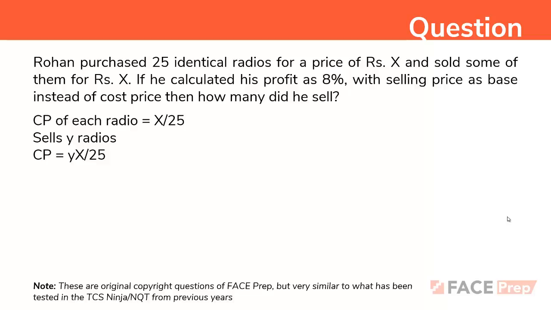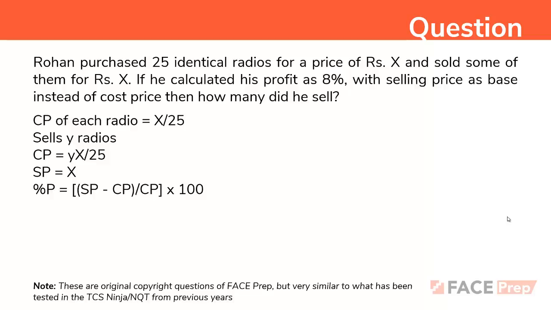Now they are already saying that for these Y radios SP is X. If you read the second line, it says sold some of them for X. So till here it is clear. Now, if you know one relation between profit, CP and SP, it can be given like this. Percentage profit is nothing but SP minus CP whole divided by CP into 100. This is how you calculate percentage profit.